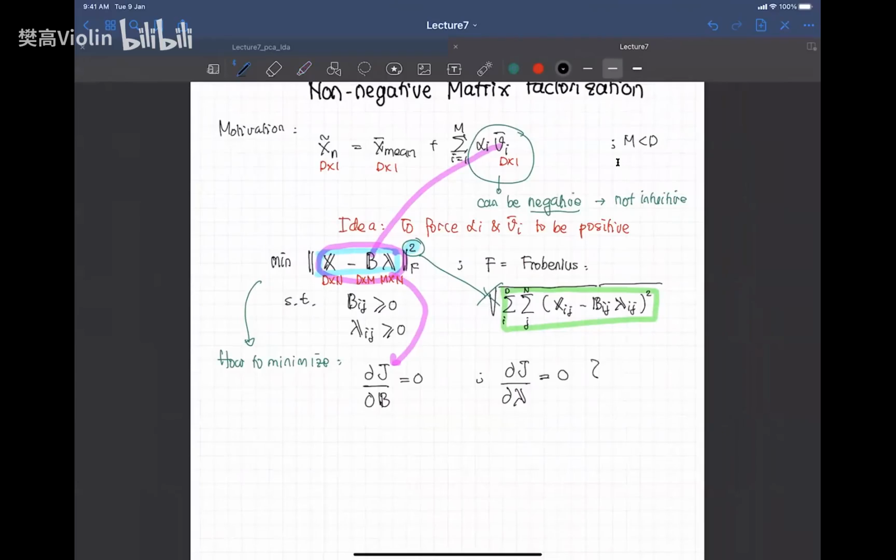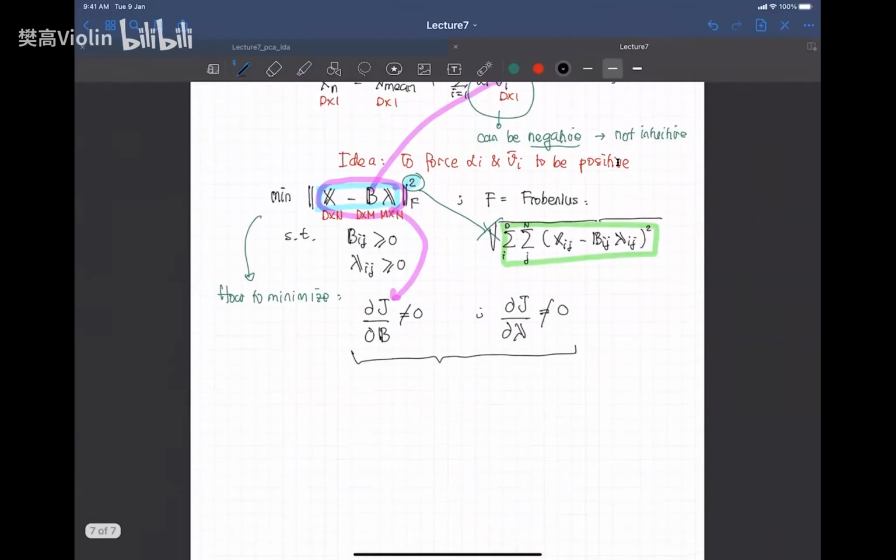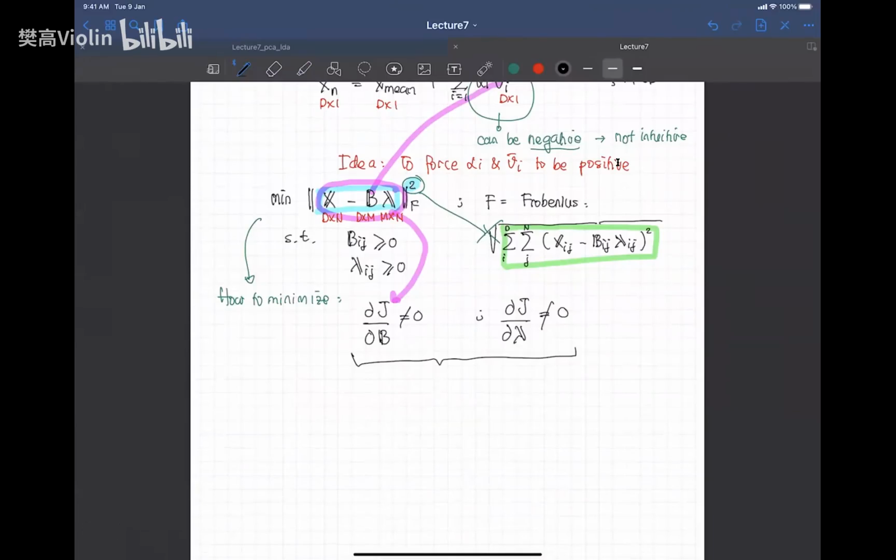But the problem of this is that it is not closed form. It is not equal to 0. You will find this cannot give a closed form solution. So if you cannot have this solution in a closed form, what do you do? A closed form means that Bij equals some function, so equal to a function of x, where x is the input. So we cannot have this closed form. If that is the case, what should we do? Anyone?